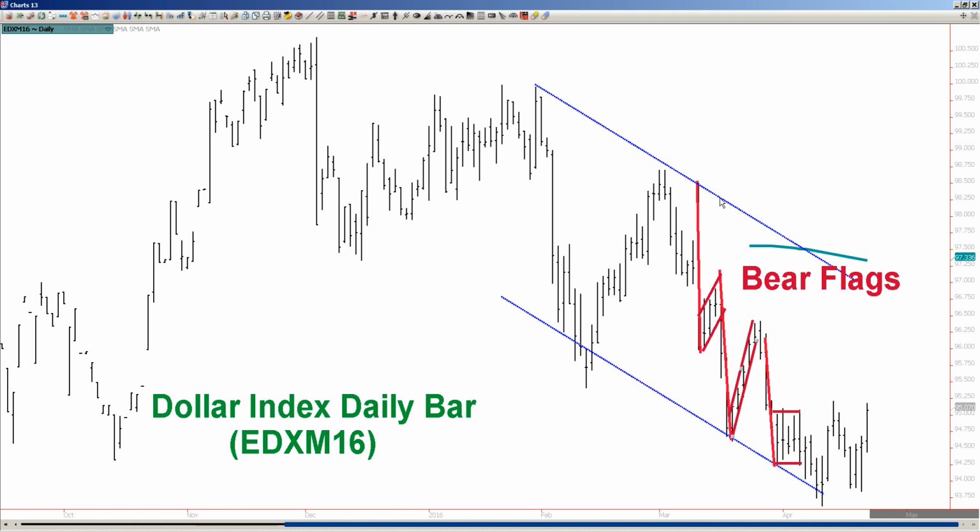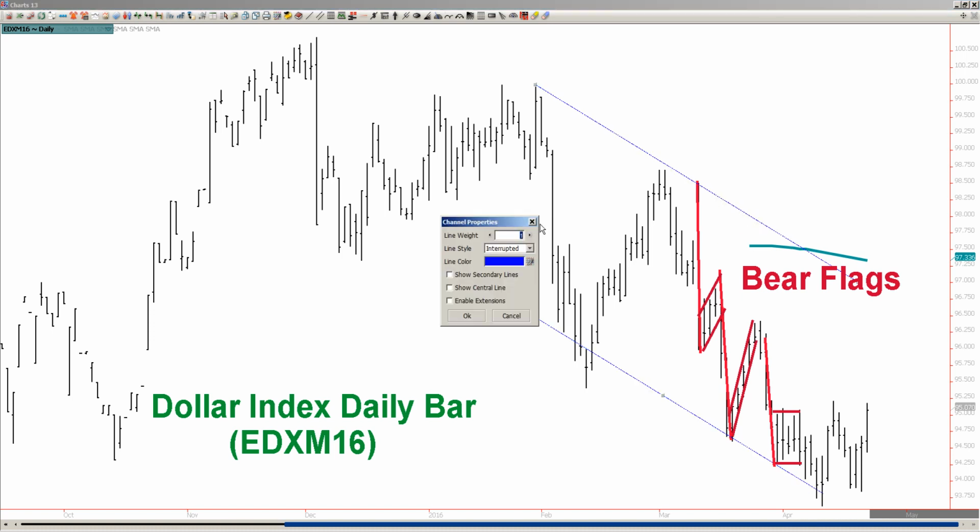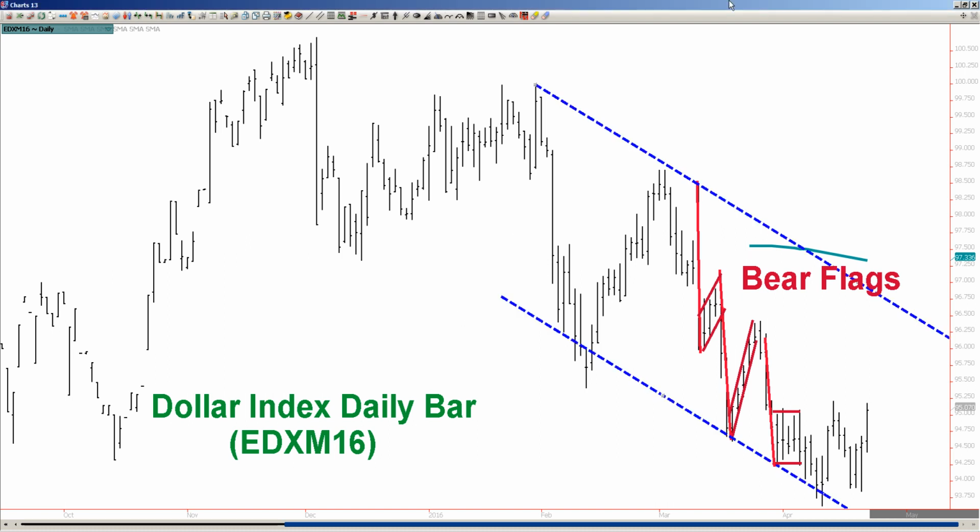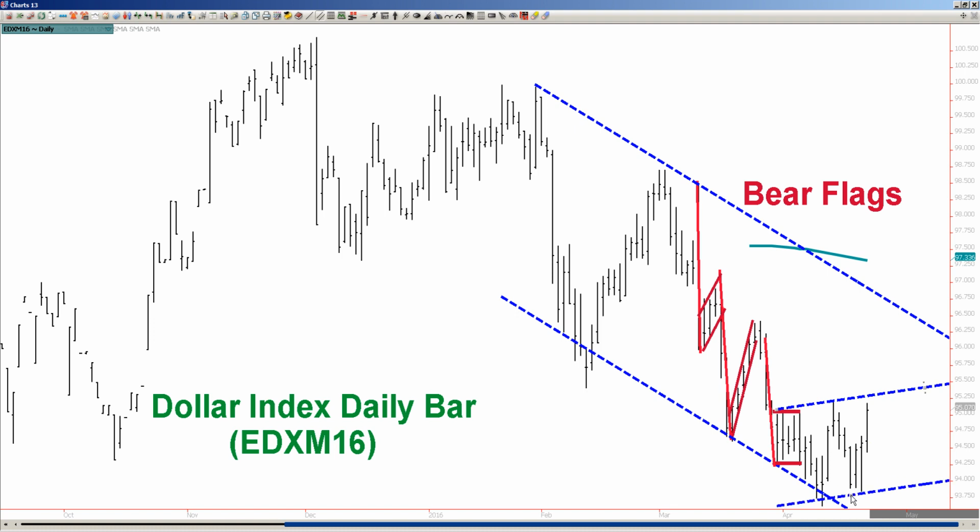On top of that, you are inside of this massive channel. We're going to enable the extensions and make it a little deeper, darker for you. We're inside of this bear channel and all these bear flags, and we're below the 200 bar moving average, and there's this. Can't we just expand this flag right now? Isn't that what's really going on here?